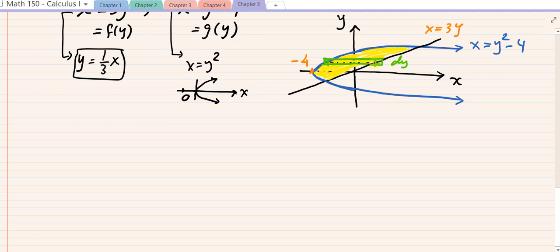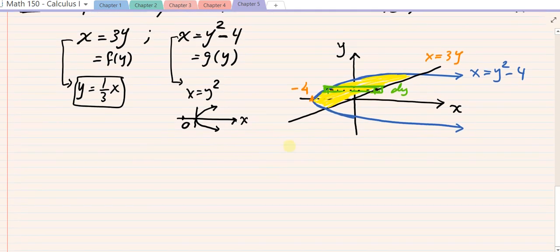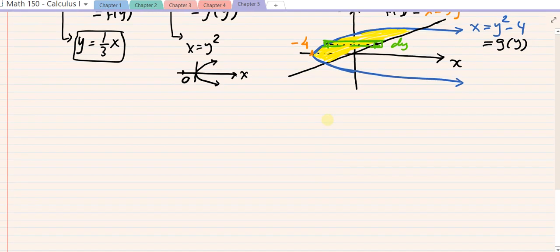So I need to determine the height. Remember, to find the height, we take the function value on the right minus the function value on the left. In this case, f of y lies to the right of g of y. So this is f of y, the function that's on the right side. The function on the left side is g of y. And you always take the right minus the left. So the area is going to be. Now these rectangles, by the way, can be drawn here, here, anywhere as you move over the interval.